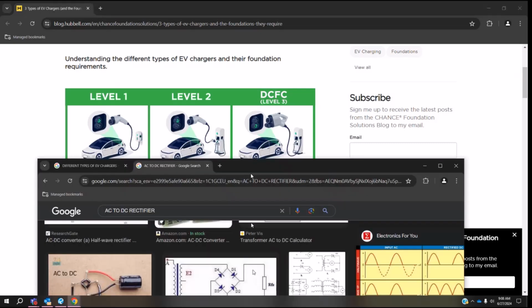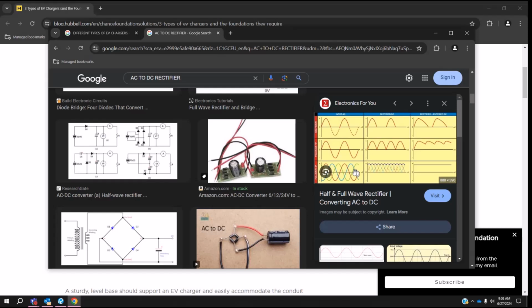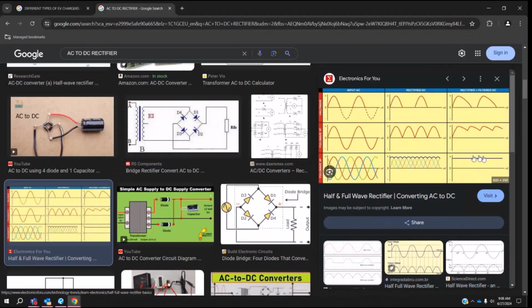Like I said, I like that picture right there because it's showing 3 phases going in, being rectified into a single DC, and then this is the DC cleaned up. They just added a couple capacitors and whatnot. But this is not 3-phase DC. This is just DC power. Exactly. There is no such thing as 3-phase DC, to my knowledge.